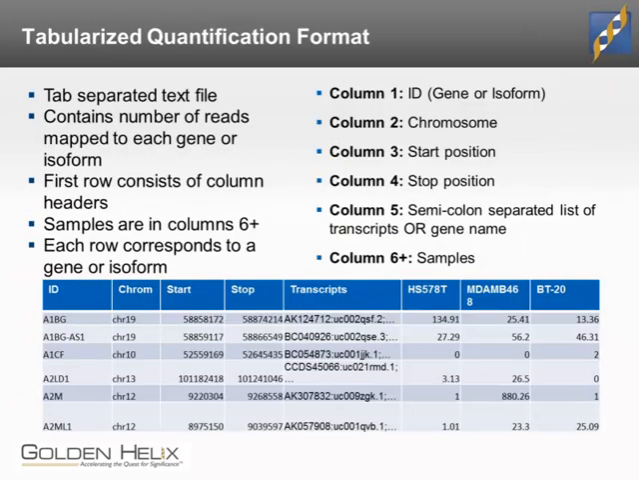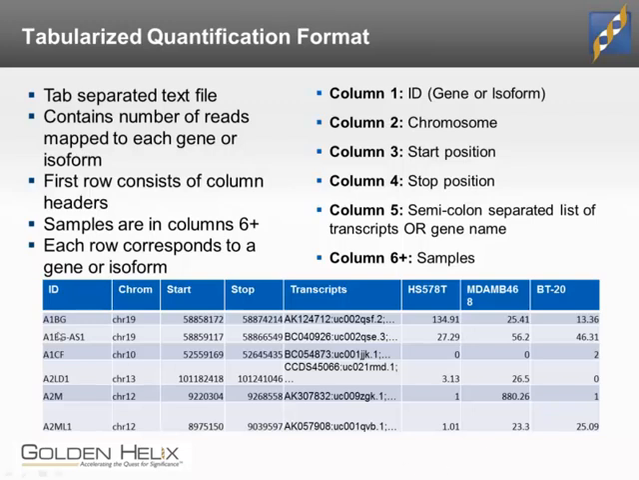The tabularized quantification format is a very simple format with a really long name that can be tailored to either report counts at a gene or isoform level. The text file should be tab separated. Extension can either be TXT, TSV, etc. and should contain the number of reads mapped to each gene or isoform.